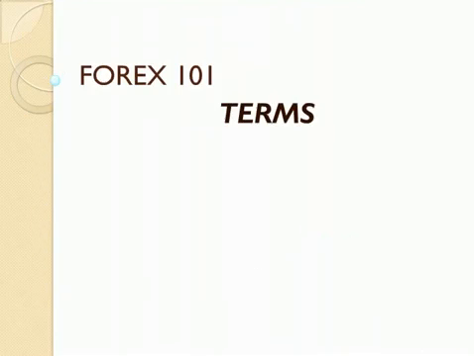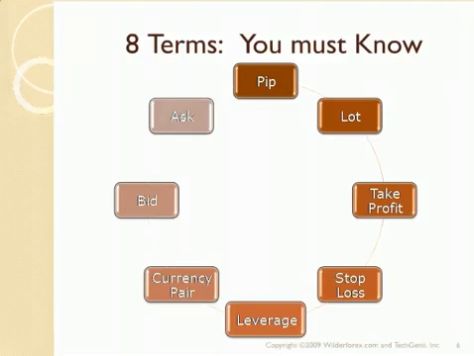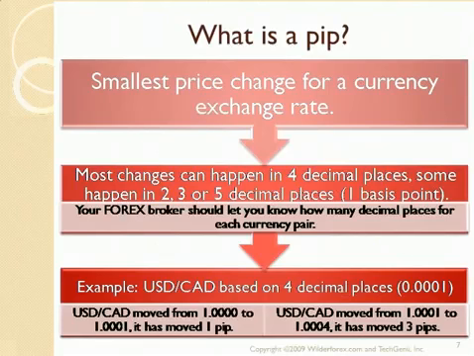Terms. There are 8 terms you must know: pip, lot, take profit, stop loss, leverage, currency pair, bid and ask. What is a pip? A pip is the smallest price change for a currency exchange rate. Most changes can happen in 4 decimal places, some happen in 2, 3 or 5 decimal places, 1 basis point. Your Forex broker should let you know how many decimal places for each currency pair.